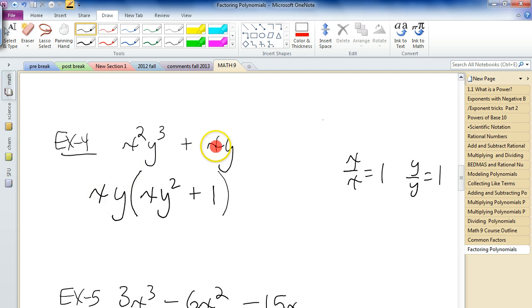That variable, that term right there, divided by that term there is 1. When we do the double check, you'll see why. This times that, x times x is x squared. Y times y squared, y cubed. And then xy times 1 is just xy. We're right.